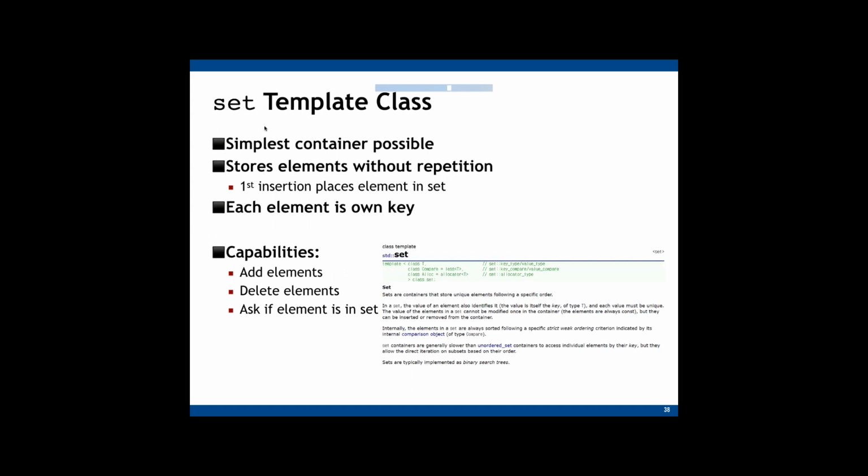The set template class is the simplest associative container. It stores elements without repetitions. So this means that there are no duplicate elements. Each element is its own key. And using set, you can add and delete elements, and you can also ask if an element is in the set or not.